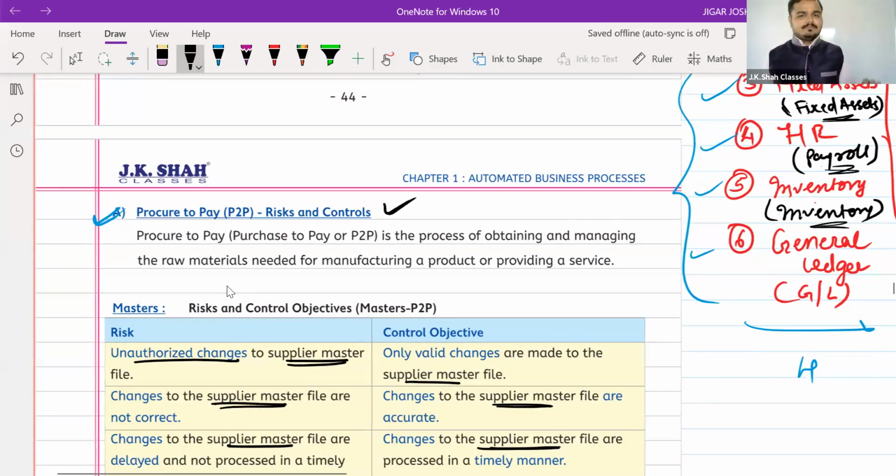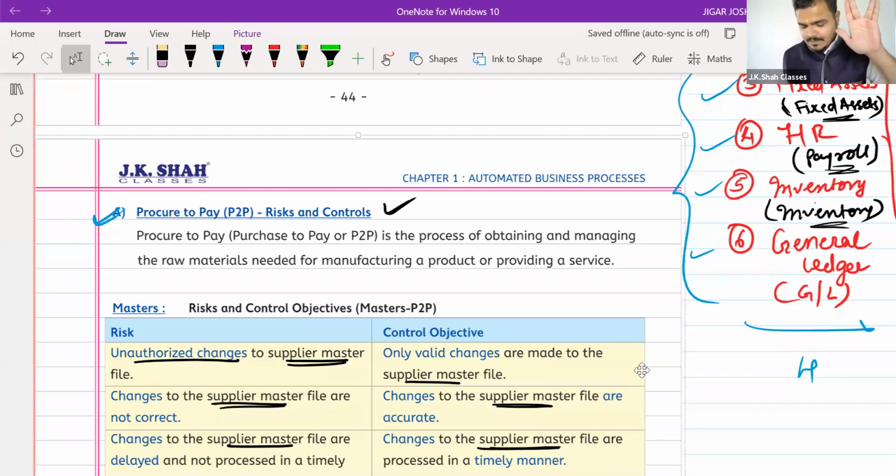The first one we are going to refer to is P2P, procure to pay. We are purchasing the raw material from the vendor after making a proper purchase order. Once the material is received, it will be received by our store department. They will create the goods receipt note or material receipt note. Yes or no? Yes, sir. And finally, with the help of the material receipt note, our accounts department will work out the detailed procedure and make the payment to the vendor. Yes or no? Yes, sir. We remember this procedure 100%.